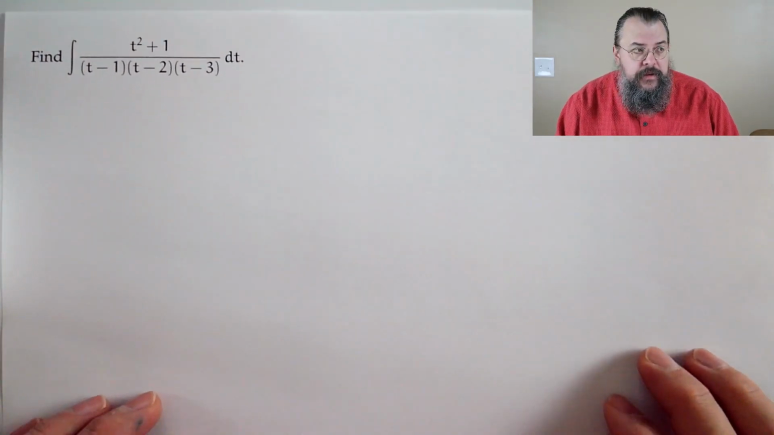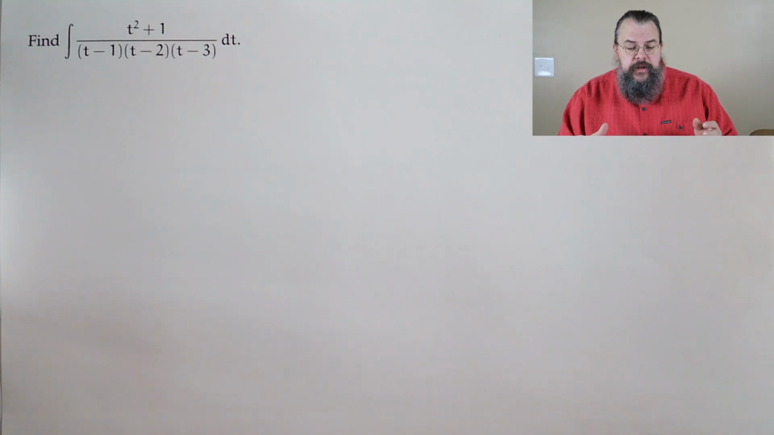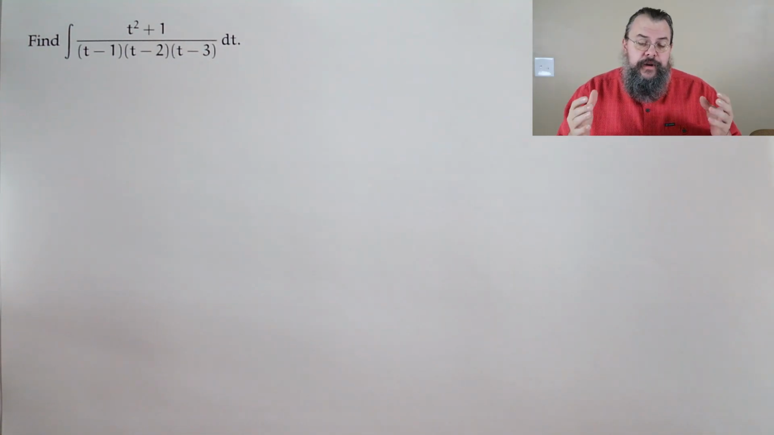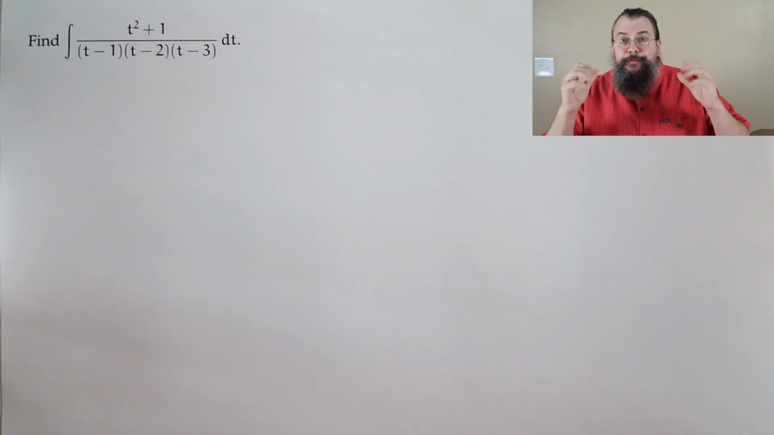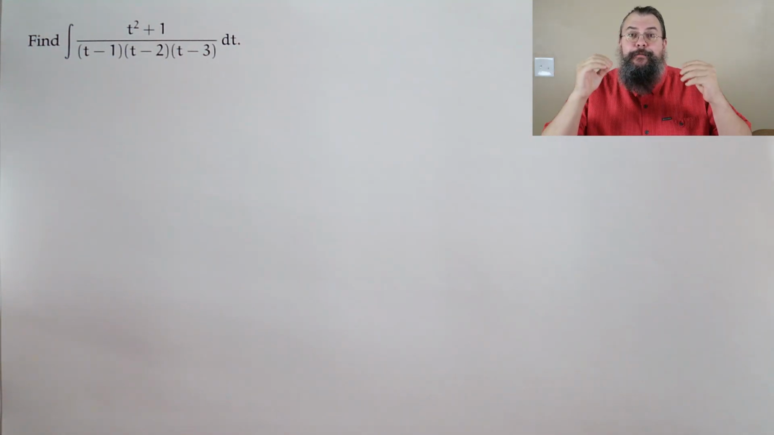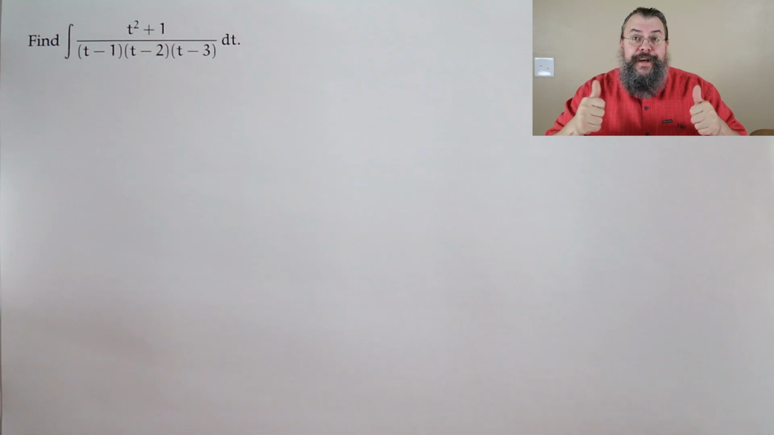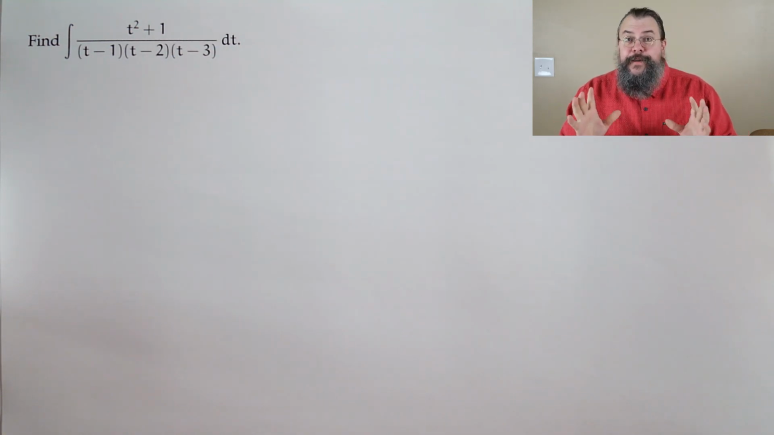All right, our next problem. Find the integral of t squared plus 1 over t minus 1 times t minus 2 times t minus 3. All right, good. Partial fractions, we can just see it. It's a polynomial over polynomial. Life is good. Now, first thing, do we need to worry about long division?